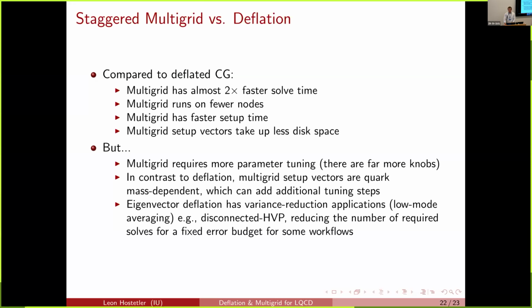Some more technical drawbacks with multigrid are, for example, that the setup vectors are quark mass dependent, which means if our workflow wants us to do solves at many different quark masses, then multigrid will require us to repeat the solves at each quark mass.